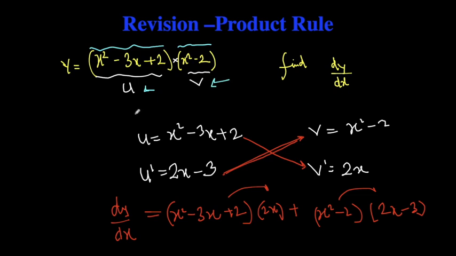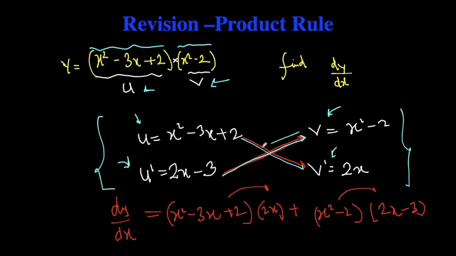After assigning u, you have to differentiate u, that is u dash, and after assigning v you have to differentiate v, which is v dash. Now this part is done. Now you can do the cross multiplication like this or like that, it doesn't matter. After the cross multiplication, one of them you write here and another you write here, and you add them. That is your differentiation by product rule.